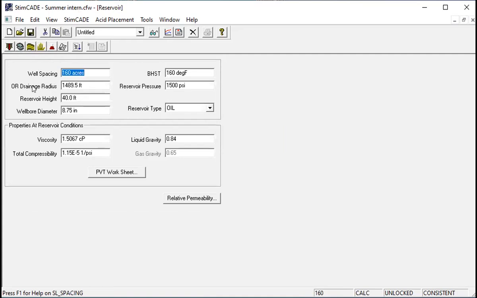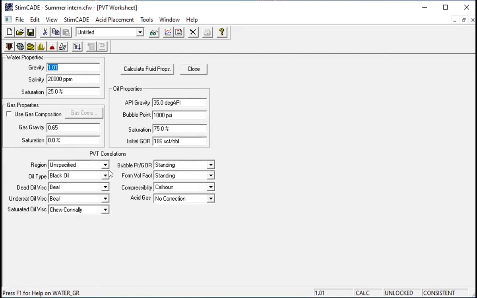We have our well, the drainage radius of the reservoir height. The reservoir height, I think what we used there was 45 feet. What's the wellbore inner diameter? What is the temperature of the bottom hole, the reservoir pressure, what type of fluid we have. Then our PVT property of the fluid. What is the viscosity of the fluid? What is the compressibility, and what is the liquid gravity? You can come to our PVT worksheet here to see exactly what you can do there. In our PVT worksheet here, we can now indicate the saturation.